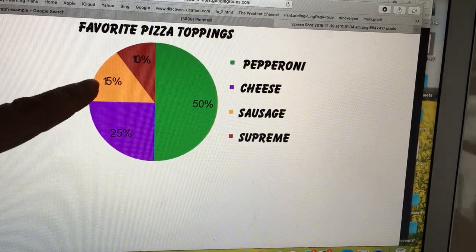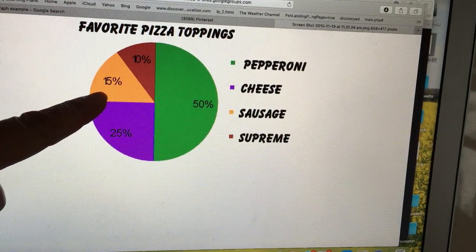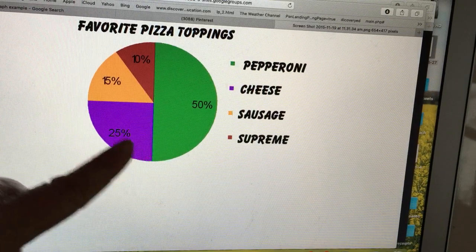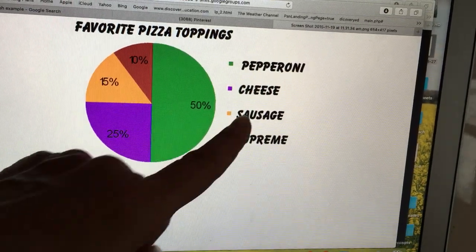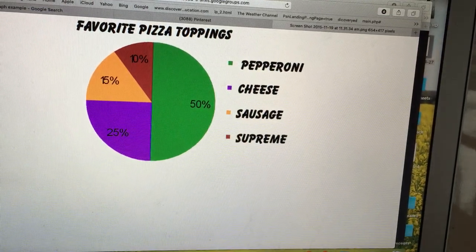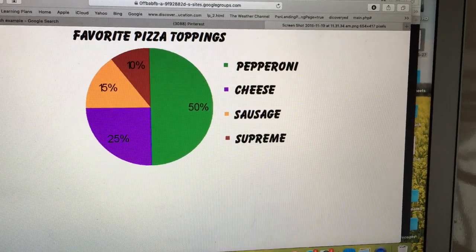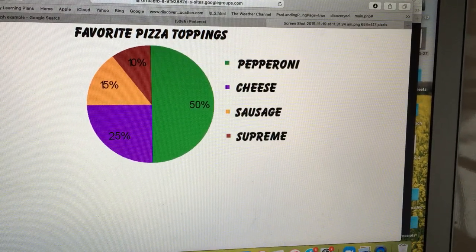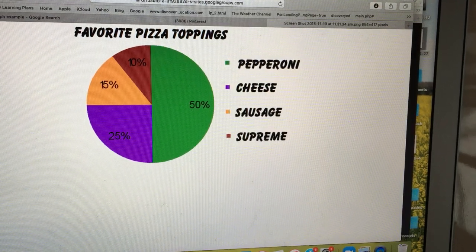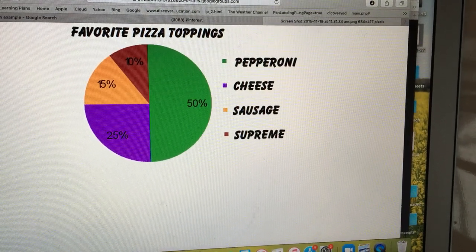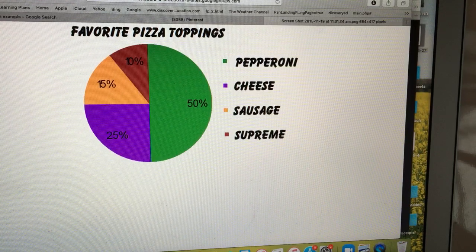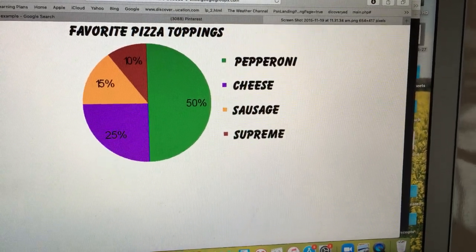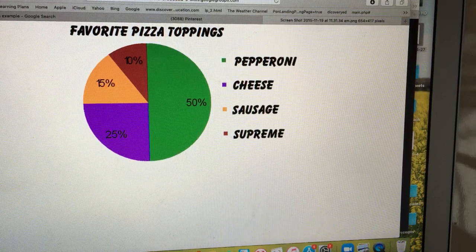Good. And then you see the orange has the next biggest piece. That stands for sausage. And the purple had the next biggest piece, the cheese. But the reason people use graphs is instead of giving you a bunch of numbers and saying this many people voted for cheese, this many people voted for pepperoni, this many people voted for Supreme, all they do is just show you this picture and let you see by the size of the pieces which were the biggest numbers.